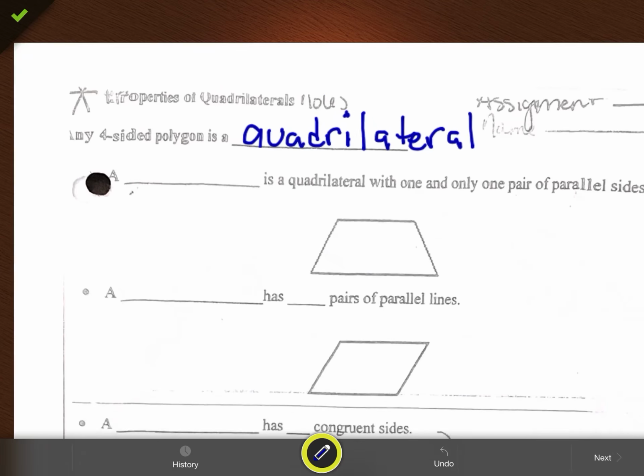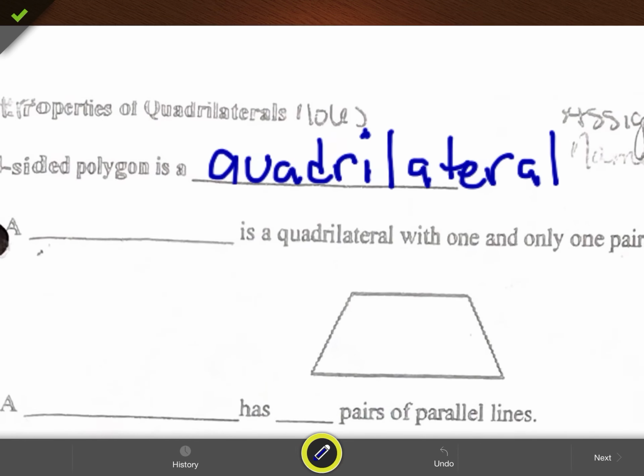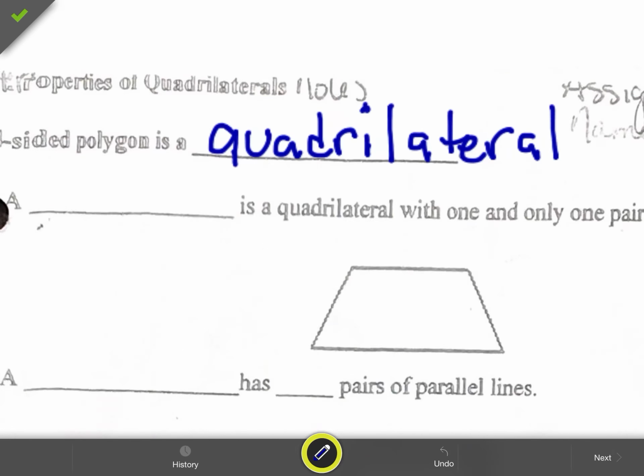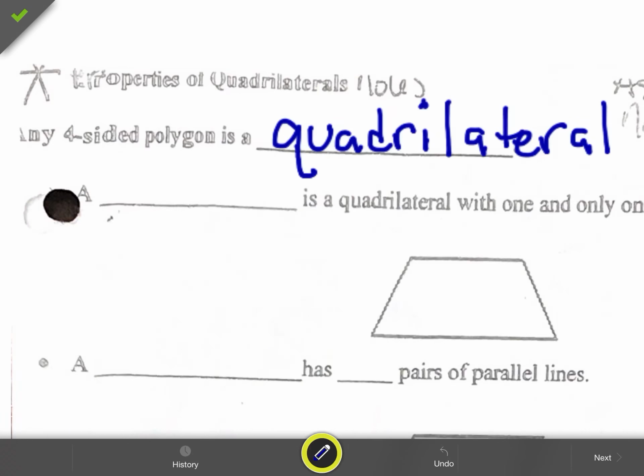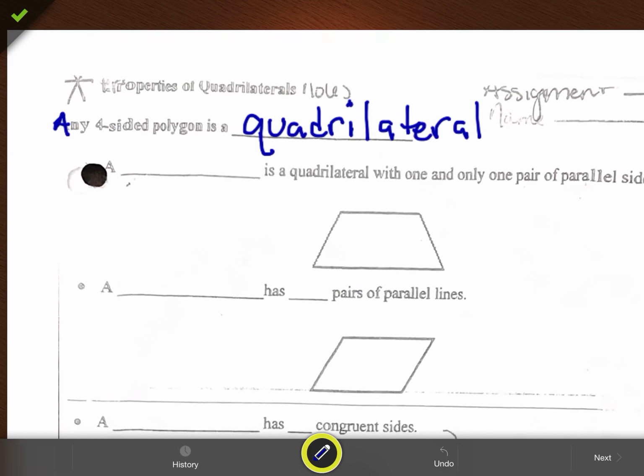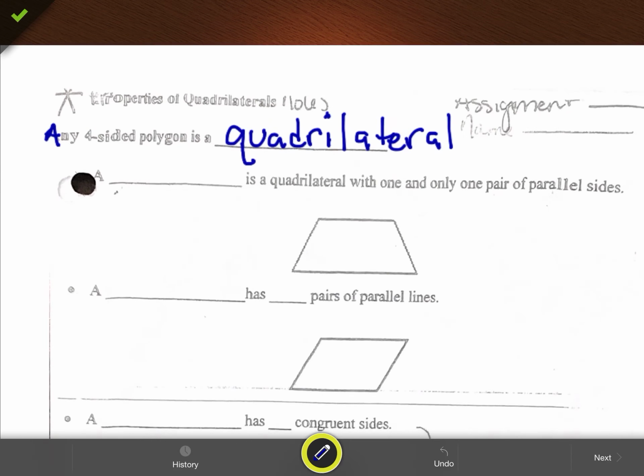So we're going to continue on with quadrilaterals. We already talked about quadrilaterals a little yesterday. So now we're going to look at special quadrilaterals. Okay, so from yesterday we know any, that says any, the A got a little chopped off. Any four-sided polygon is a quad. We talked about them last week briefly too.